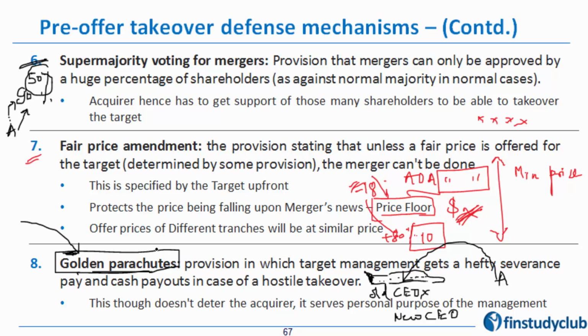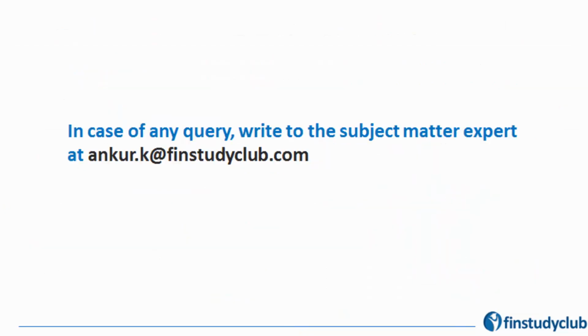So the golden parachute is a power given to the old CEO to charge a very hefty sum, a severance penalty of sorts, should the acquirer want to remove him. Of course, if the acquirer would want to continue with the old management, they can continue, and therefore avoid paying this amount. But generally, every time an acquirer or a shareholder would want to put in his own team, his own personnel, so that there is transparency and all that stuff. So the golden parachute doesn't deter the acquirer, it just serves the personal purpose of the management to some extent. Okay, so I hope that these 8 points are clear.